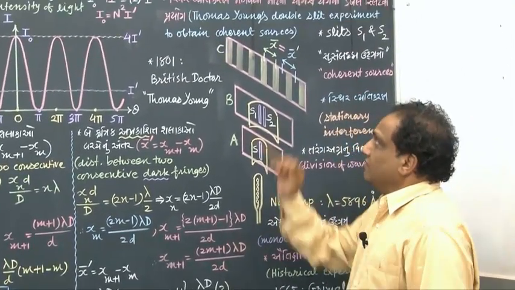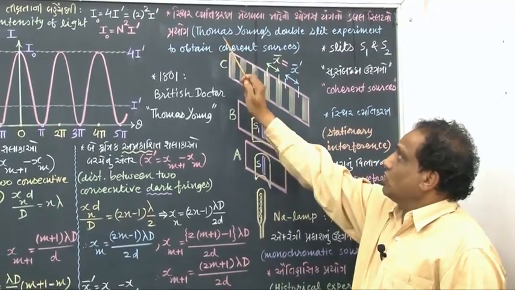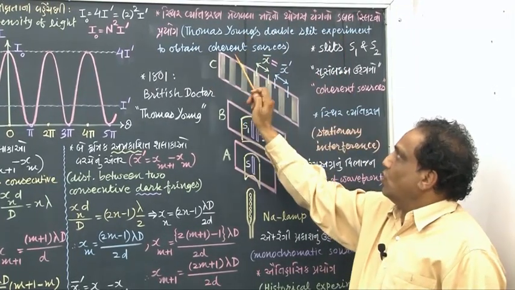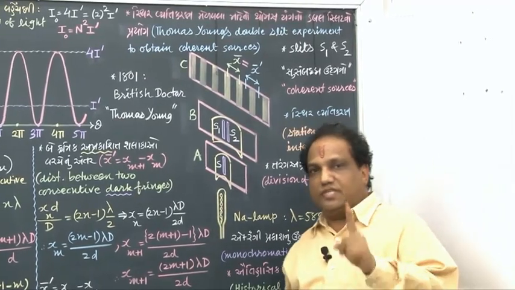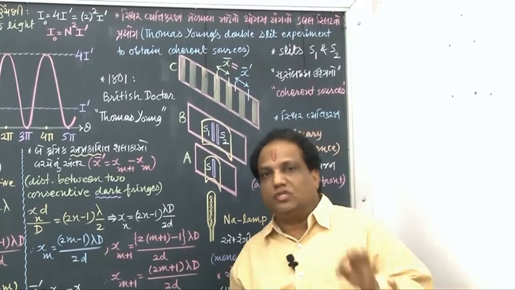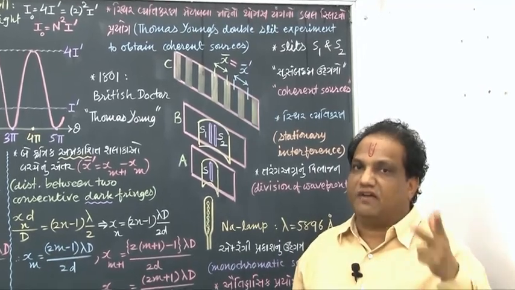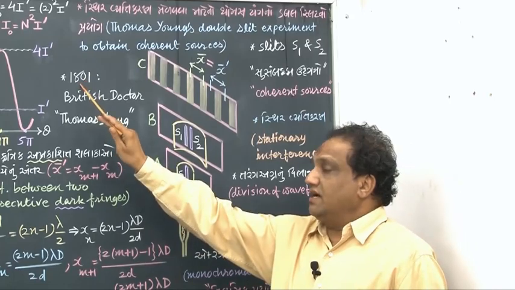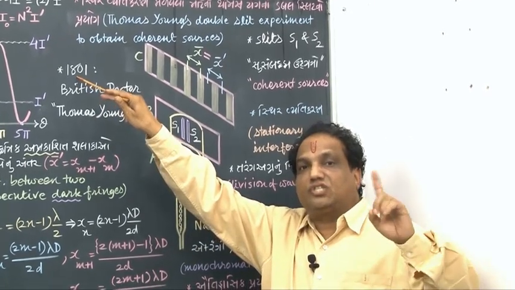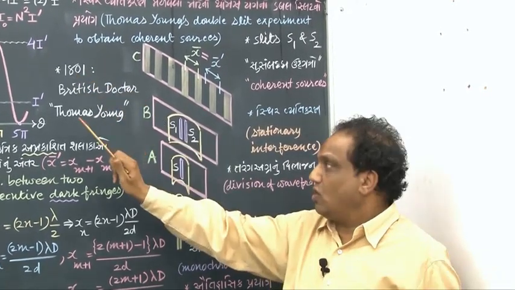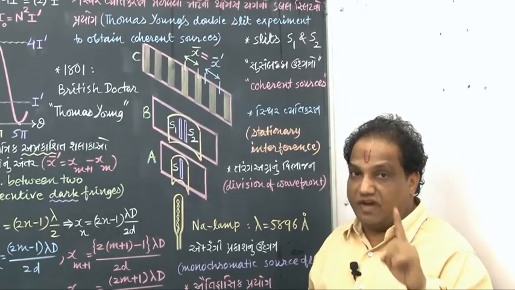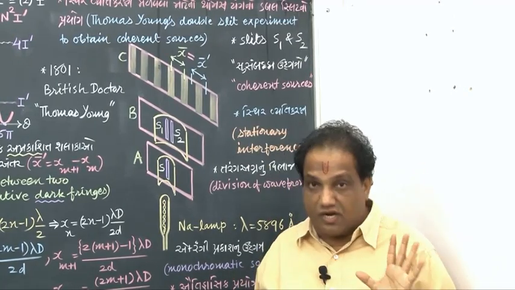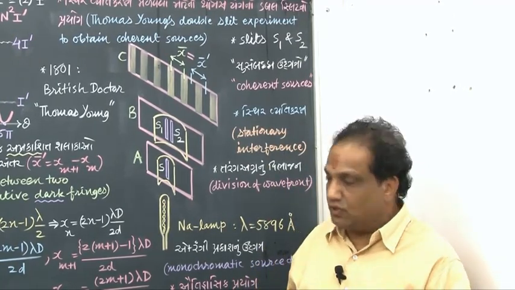Now we go for a very good article, Thomas Young's double slit experiment to obtain coherent sources, and then stationary interference. In 1801, there was an English doctor, a British doctor, Mr. Thomas Young, who devised the first ever method of obtaining coherent sources in the entire world. What was that method? I am showing you.